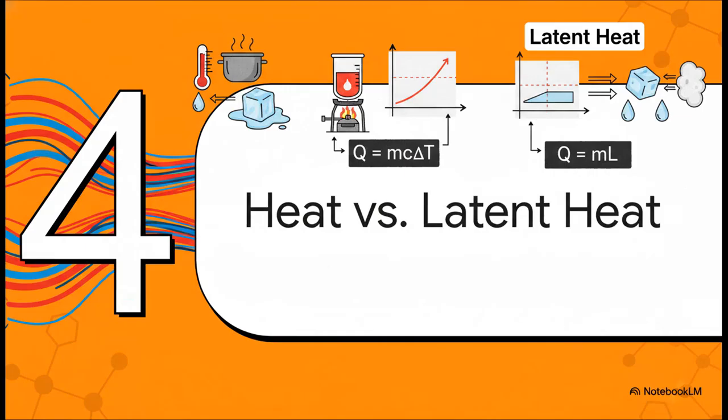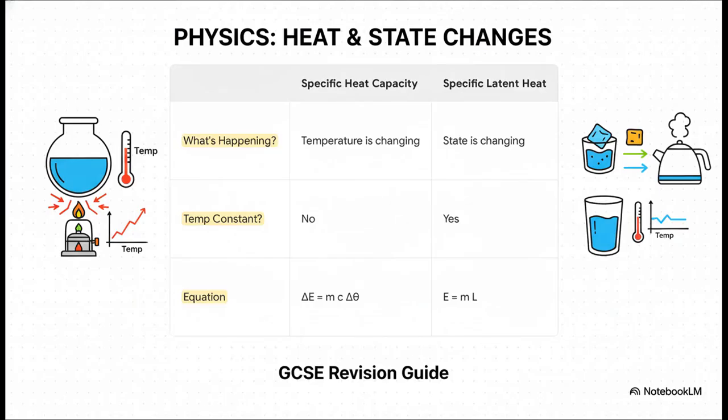Okay, this is probably the biggest point of confusion for so many students, so let's put these two ideas head to head. When do you use which equation? Let's make it super clear. This table is your absolute best friend. It boils everything down. If a question says the temperature is changing, you know you're dealing with specific heat capacity and the first equation. If it says the state is changing, like ice melting or water boiling, you know it's specific latent heat, and you use the second, simpler equation. It really is that straightforward.